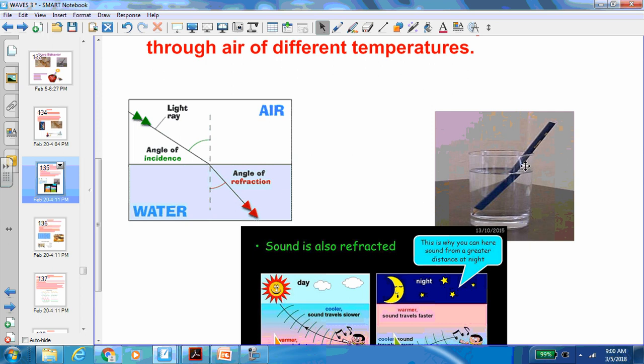It appears to be broken, but this pencil in this glass really isn't broken. What's happening is when you look at it right here at the surface, this is the light wave traveling from air down into water. Well, that light is going to bend because it's traveling into different mediums. So this pencil in this cup is going to appear to be broken, and that is what we would call a picture of refraction. Okay?